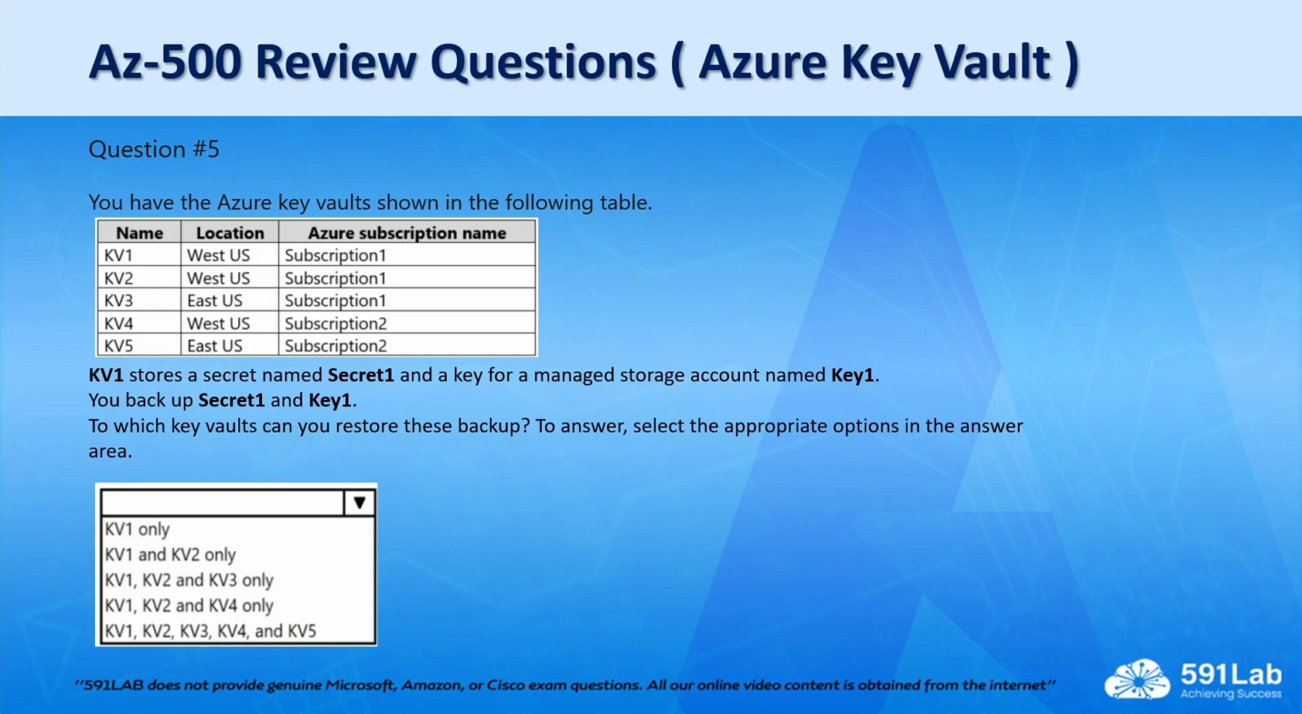Key Vault 4 and 5 belong to West US and East US but to subscription 2. Now Key Vault 1 stores a secret named Secret1 and a managed storage account key named Key1. So inside Key Vault 1, we have one secret and one key, namely Secret1 and Key1. Now you back up Secret1 and Key1. So we know that to do the backup, we have to individually take the backup for keys and secrets.